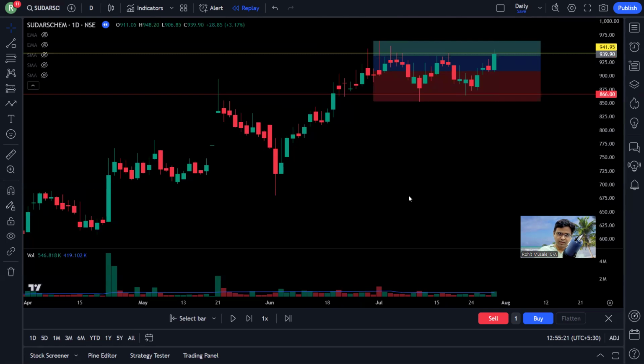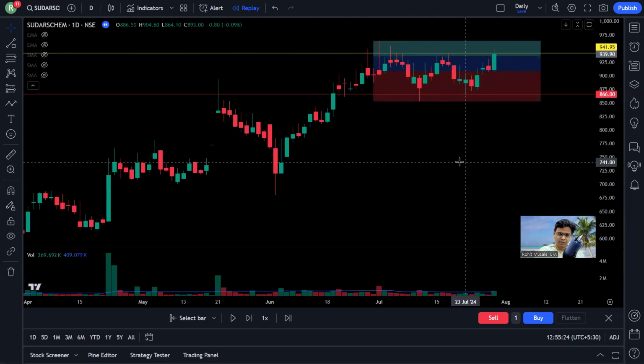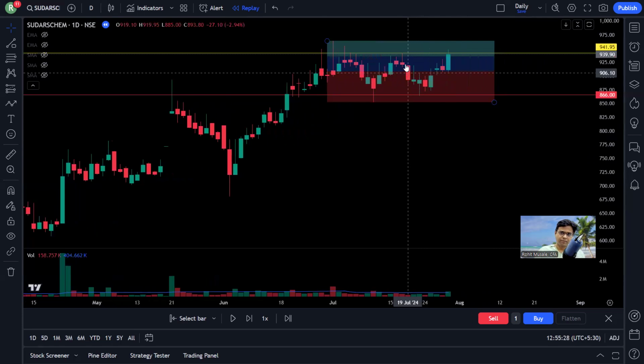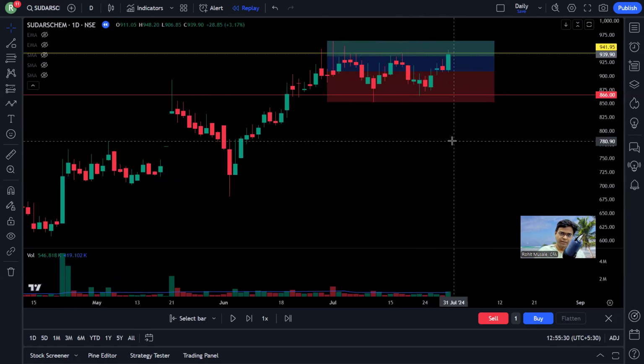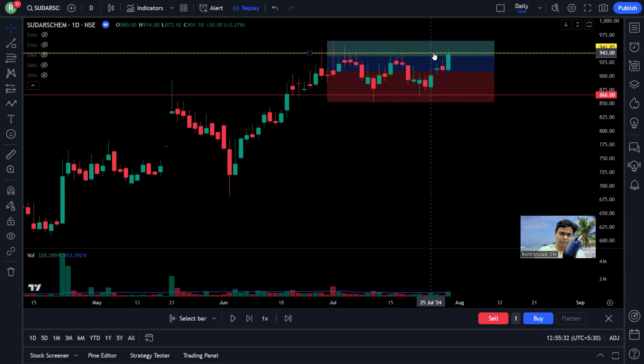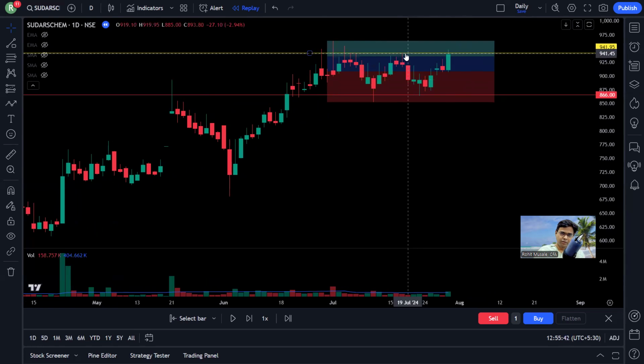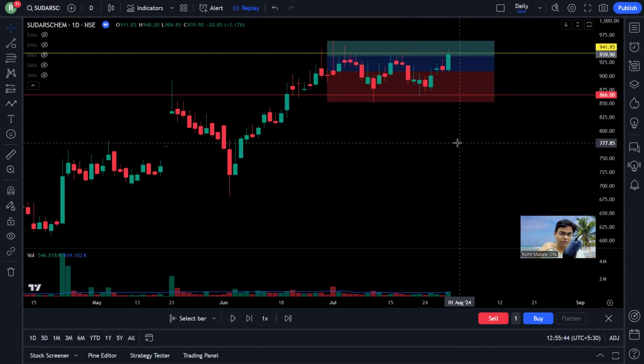Now let us try to understand what went wrong here. What did I miss here? Number one, the buy point is in the green zone. The green zone is the upper quarter. The blue zone is the second quarter of the base, and the red zone is the lower half of the base. So in this case, the buy point is in the green zone, which is a very good positive.